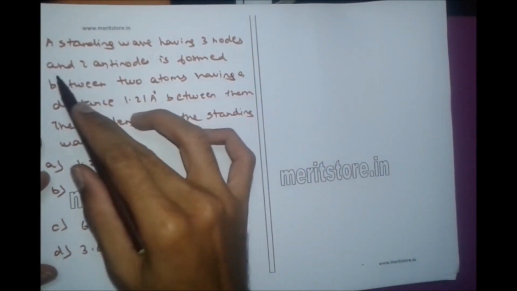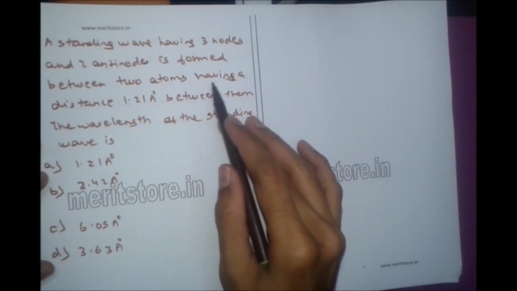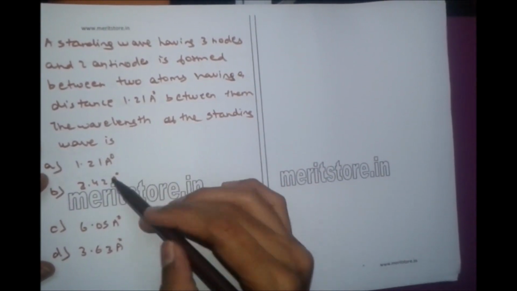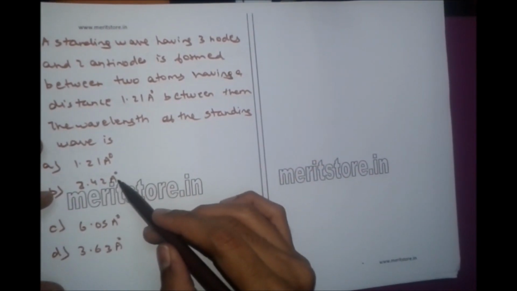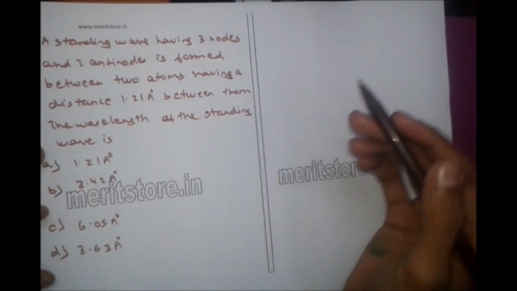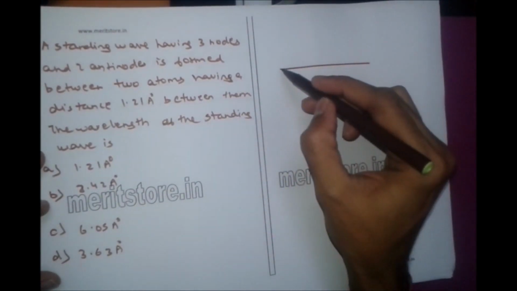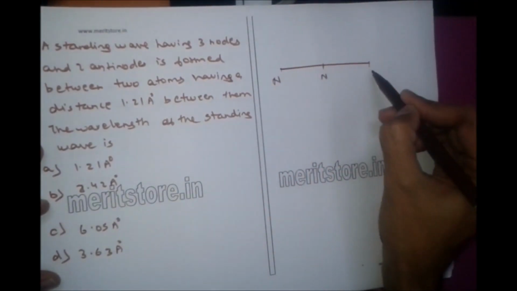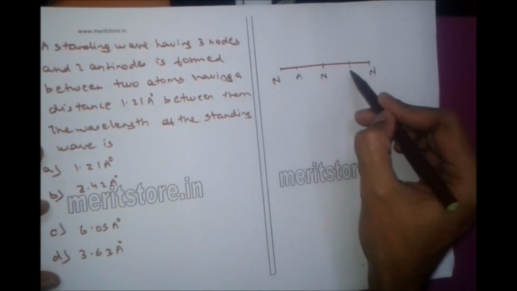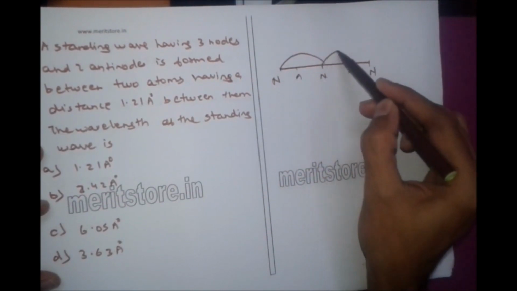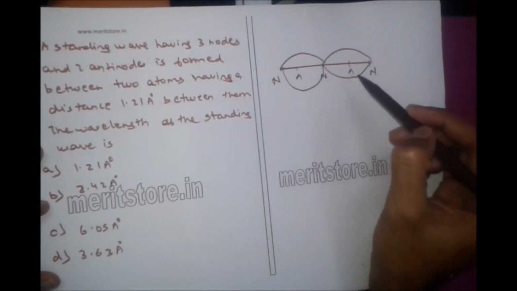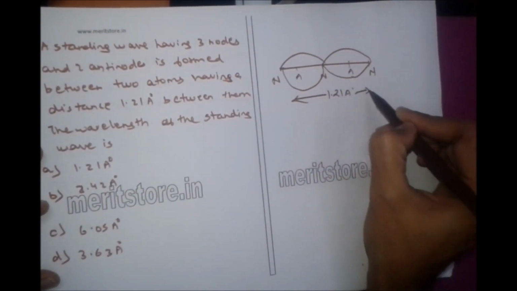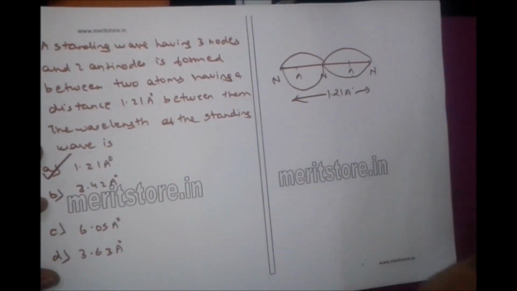The standing wave has 3 nodes and 2 antinodes and is formed between two atoms having a distance of 1.21 angstrom between them. The wavelength of the standing wave is 1.21 angstroms, 2.4142 angstroms, 6.05, or 3.63. So we have a standing wave having 3 nodes, 1, 2 and 3, and 2 antinodes between them. So the distance between the two particles is 1.21 angstroms, so its wavelength will also be 1.21 angstroms. So A is the correct option.